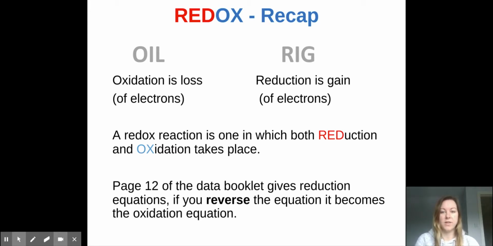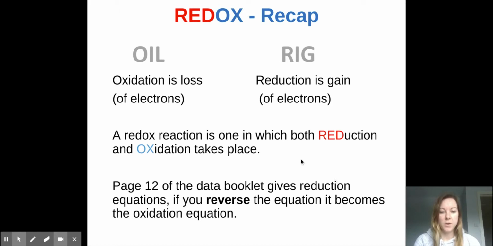What is redox? Well, we have oxidation and reduction. The way to remember what oxidation and reduction are is to use OIL RIG. So OIL, oxidation is loss of electrons, and RIG, reduction is gain of electrons. So if something's gaining electrons, that's going to be reduction. If something is losing electrons, that's going to be oxidation. So a redox reaction, just to recap, is one where we have reduction and oxidation taking place.